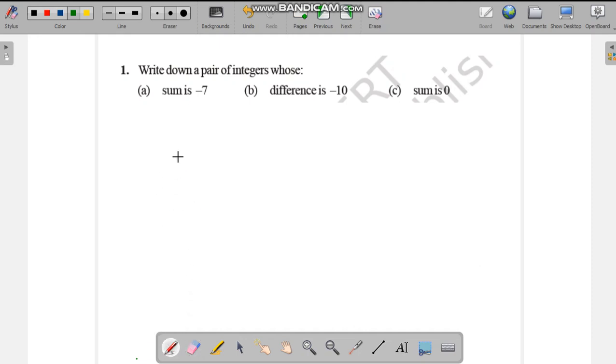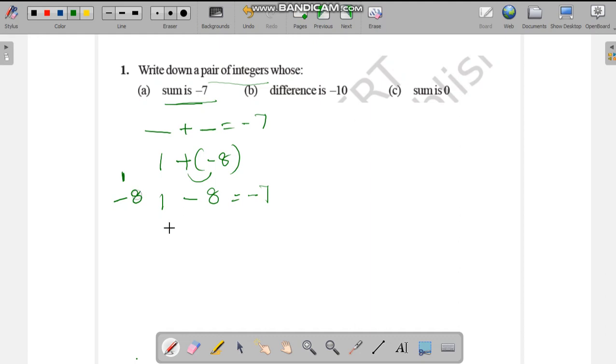Now let us go to exercise 1.2 for sum. Question is, write down a pair of integers whose sum is -7. That means we need to add two numbers to get -7. So when we put 1 plus -8, we get 1 different sign, minus 8, we get the answer as -7. So the pair of integers here is 1 and -8.